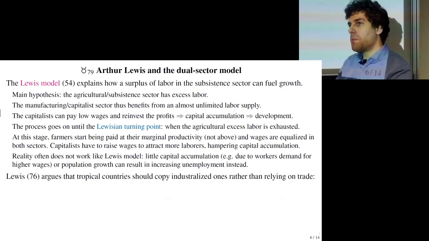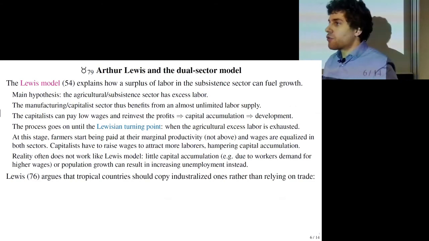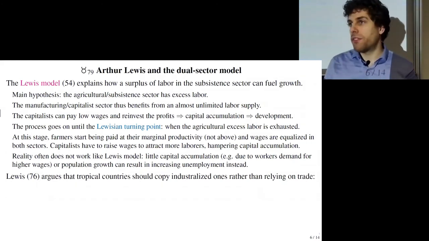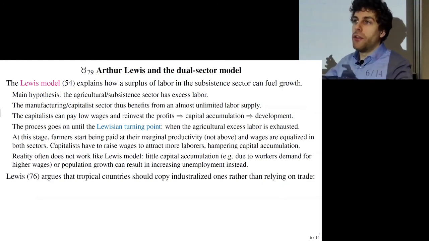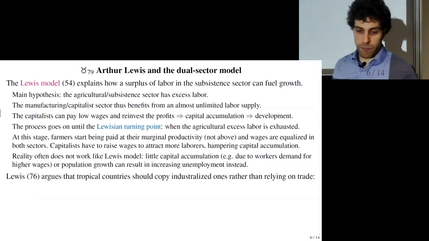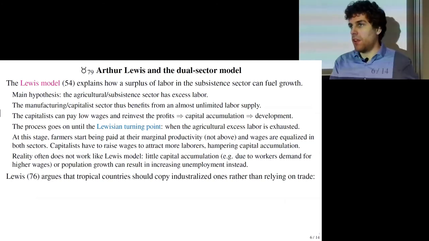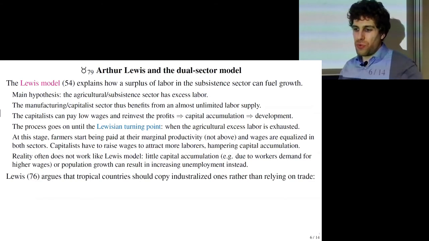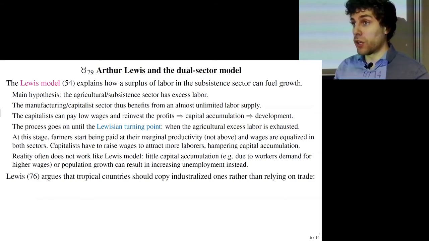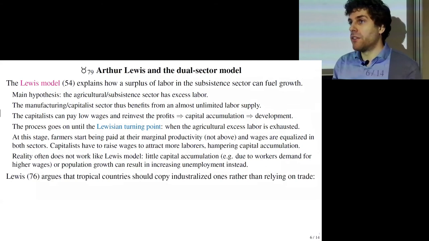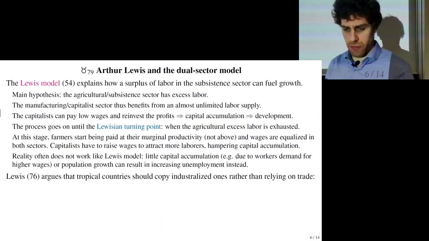The first one is to develop through trade. So the countries would trade raw materials, agricultural products, metals, and use the revenues to invest in capital accumulation. And the other is to copy industrialized countries in the way they developed. And this way is to have more productivity in the agricultural sector and innovation in the manufacturing sector. And so to try to industrialize and make the agricultural production more productive.